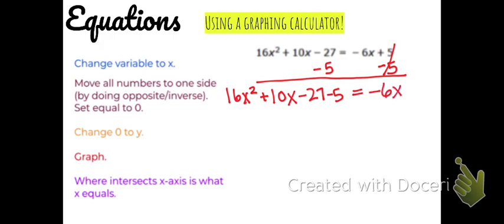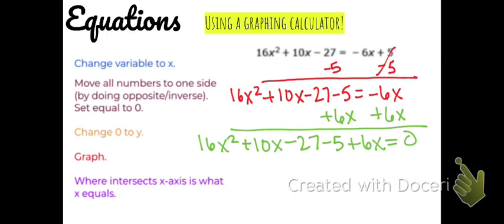And now I'm going to move that minus 6x by adding 6x to both sides. And when you do, minus 6x plus 6x is 0. So we're left with this. We need to have an x and a y to put it on the state test calculator. So I'm going to change that 0 now to a y. So we are looking for, what does x equal when y is 0? We're looking for that x-intercept.